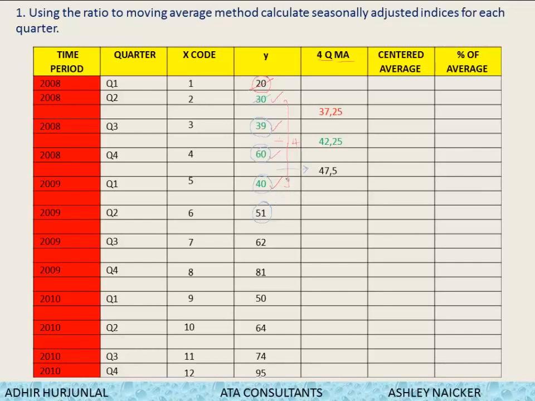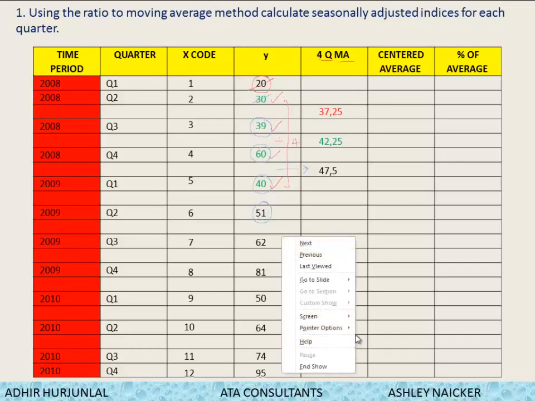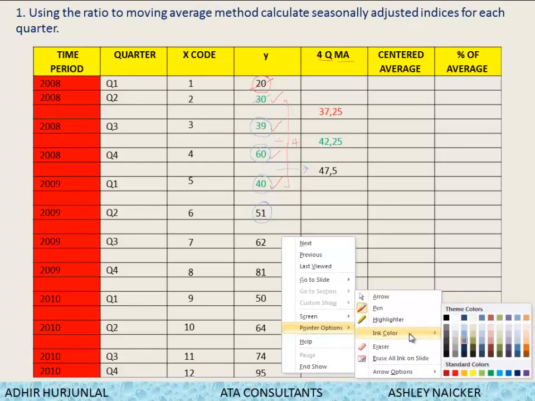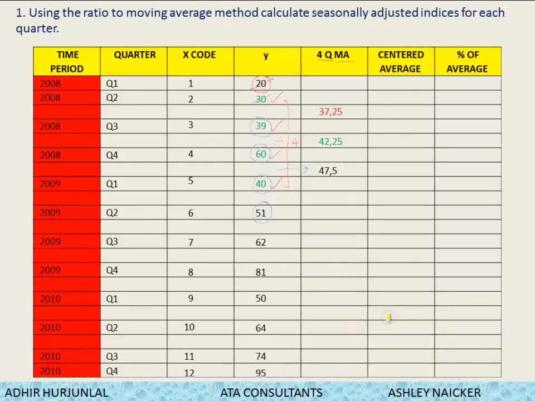Let me do one more, then you can get an understanding of where I am. Let's change the pointer option again in color. Okay, let me go with the highlighter for now. The next thing, remember I finished off with that. I go with the next 4. The next 4 is the 60 plus the 40 plus the 51 plus the 62. When I add those up and divide by 4, it should give me the answer that comes up here.